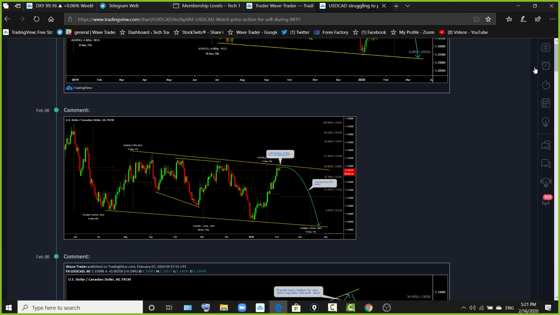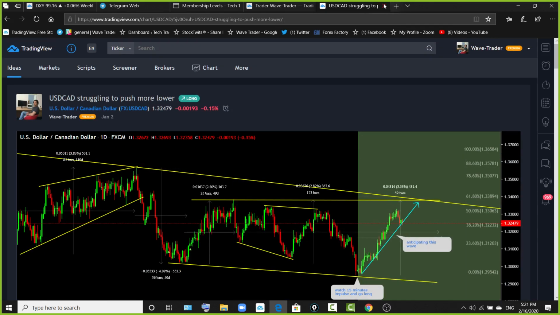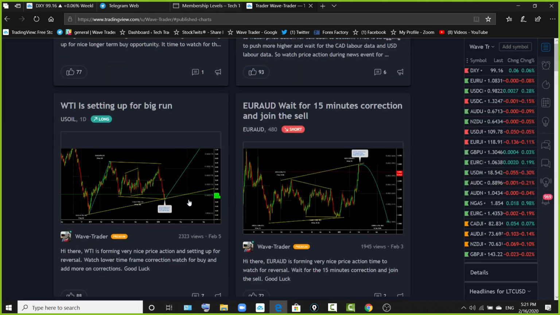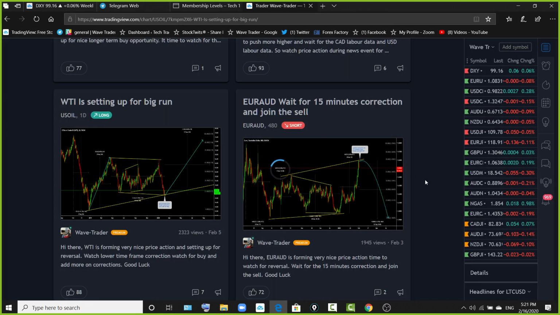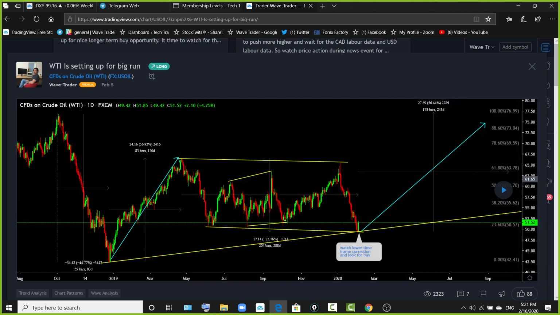When we look at the lower time frame, we'll look at the dollar CAD chart. This is the dollar CAD chart behaving nicely. You should pay attention at the top for this to go down. All right, so oil. We have seen the euro dollar chart.